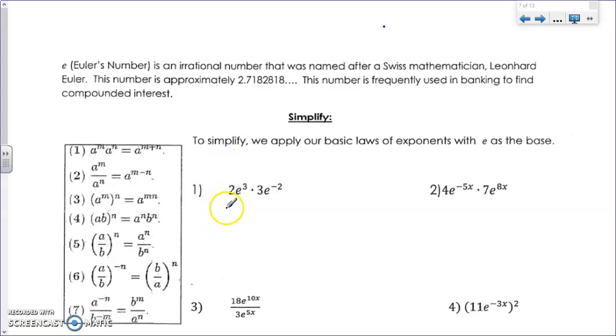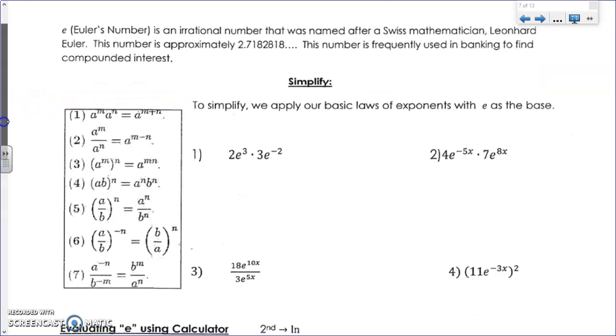All right, guys, we are going to use the exponent properties we did yesterday, and we're going to apply them to some stuff today. So e is named after Euler, a Swiss mathematician. It's an irrational number that was named after a Swiss mathematician, Leonhard Euler. The number is approximately 2.7182818, and then it continues on. This number is frequently used in banking to find the compound interest.